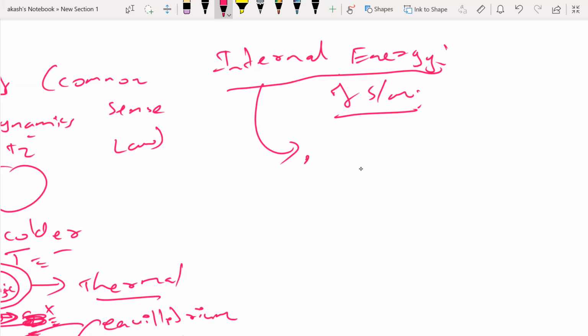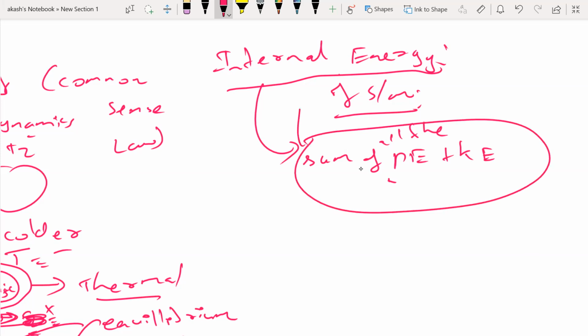So internal energy is nothing but the sum of all the potential energies and kinetic energies which can be possessed by a body by itself, not coming from external factors. That particular total sum is what is called your internal energy. It is denoted by the letter U, or sometimes E. In your textbook they will use U, so we'll also use U, but I will prefer using E. We'll see what I use depending on my mood.